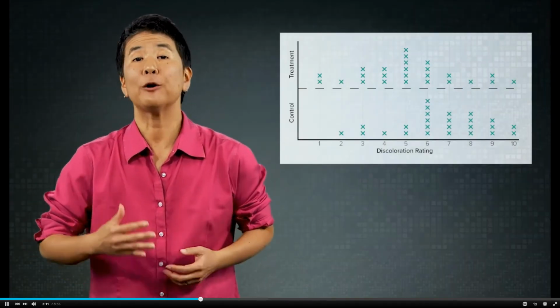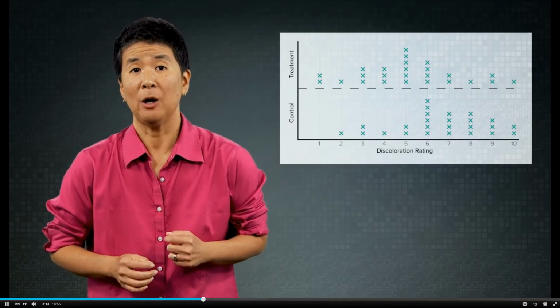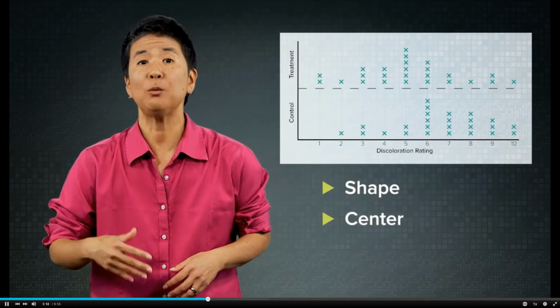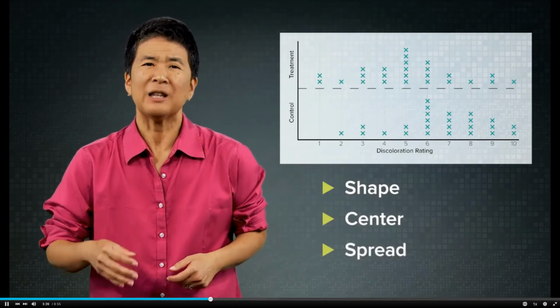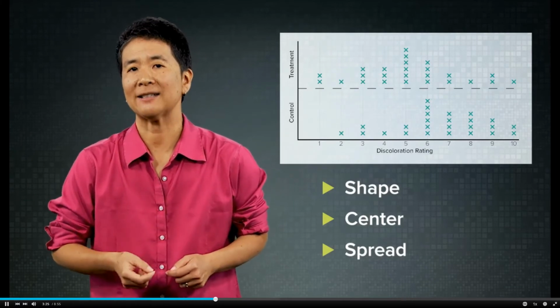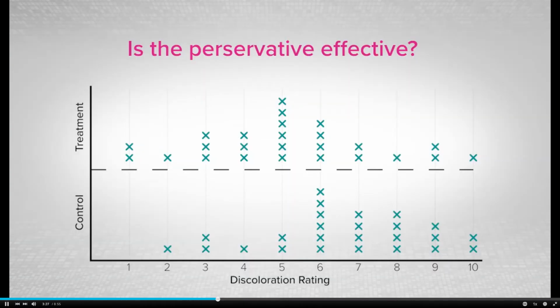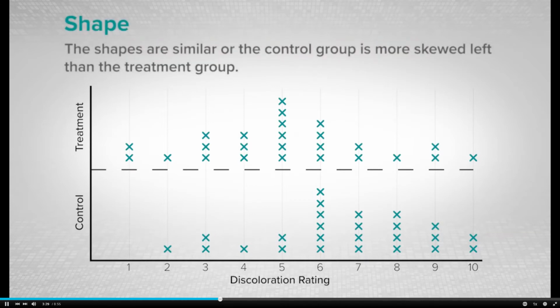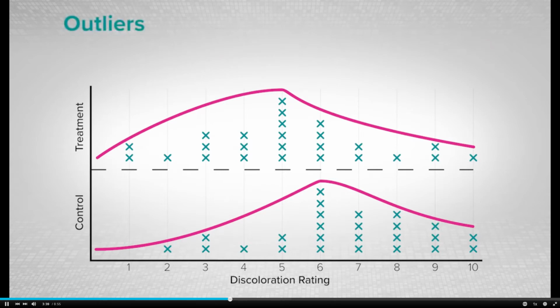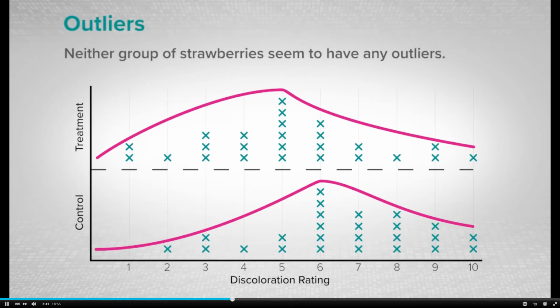Looking at the graph, there are three main things we can talk about. We can talk about the different shapes, the different centers, and the different spreads. There doesn't seem to be any outliers, but remember what the question is asking. Is the preservative effective? Let's start with the shape. The shapes are similar, though the control group is more skewed left than the treatment group. Next, outliers. As we said, there doesn't appear to be any outliers in the strawberries.